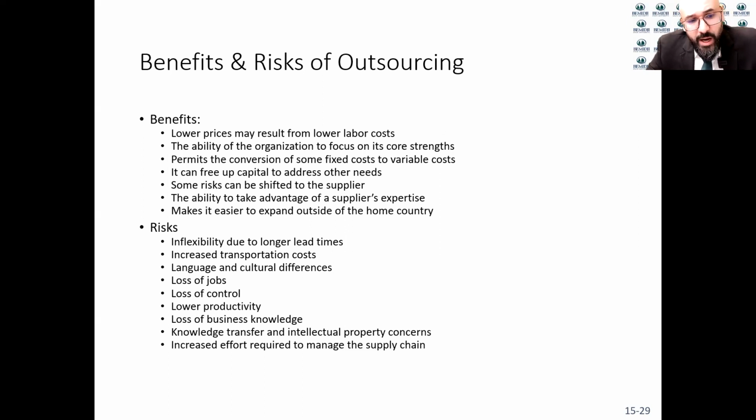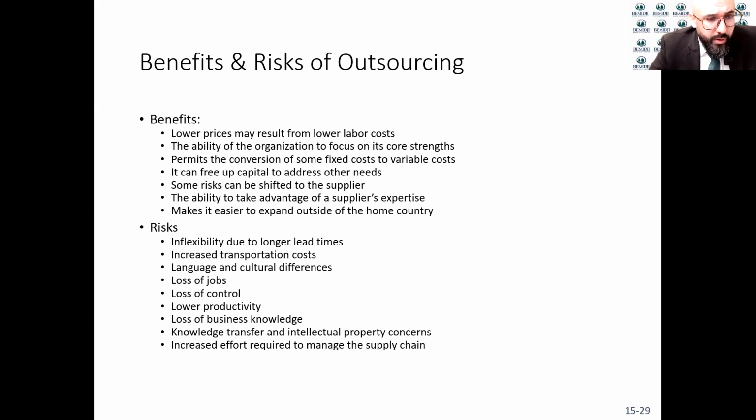Make it easier to expand outside of the home country. So another thing, because you focus on your core competency, your core business, is you now are able to expand your business to not just your own country, but also you could expand to the global.